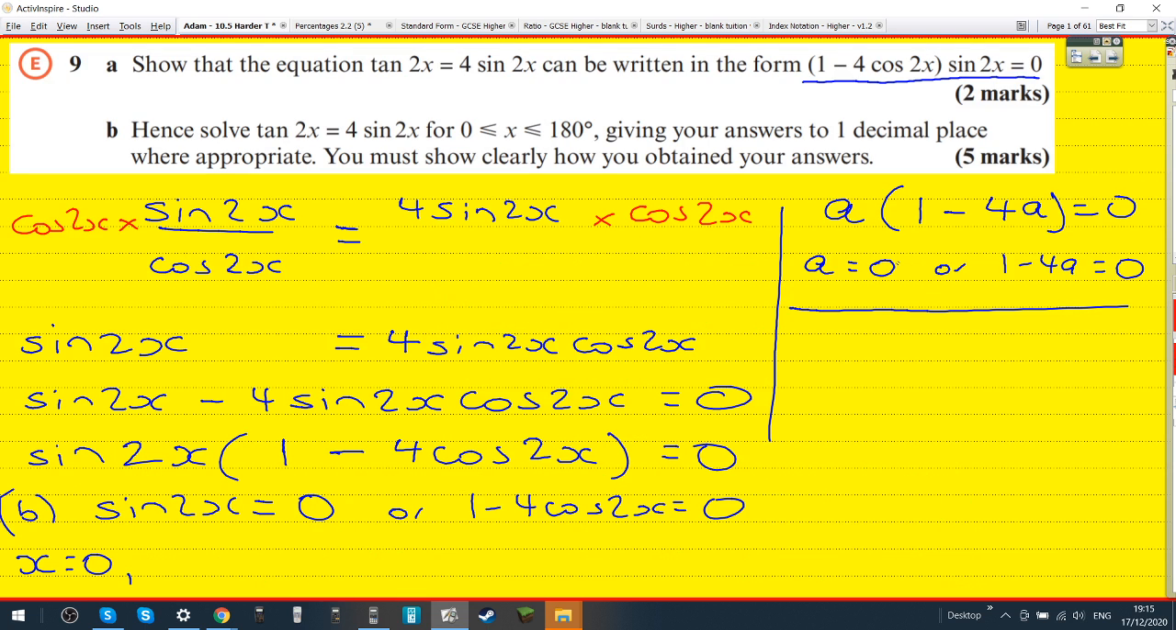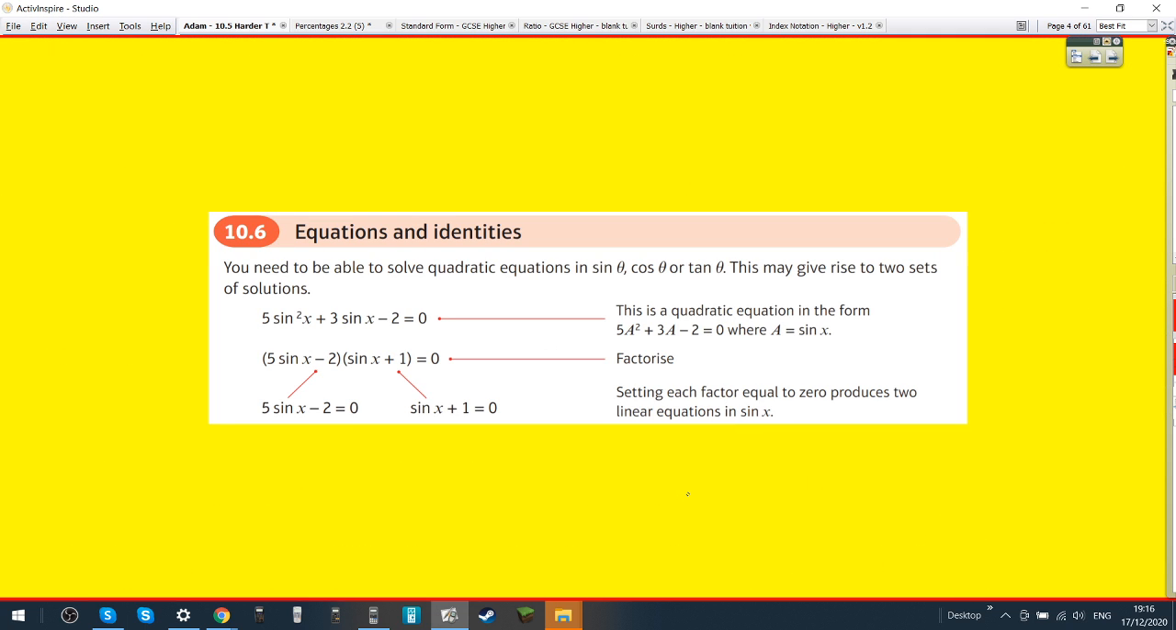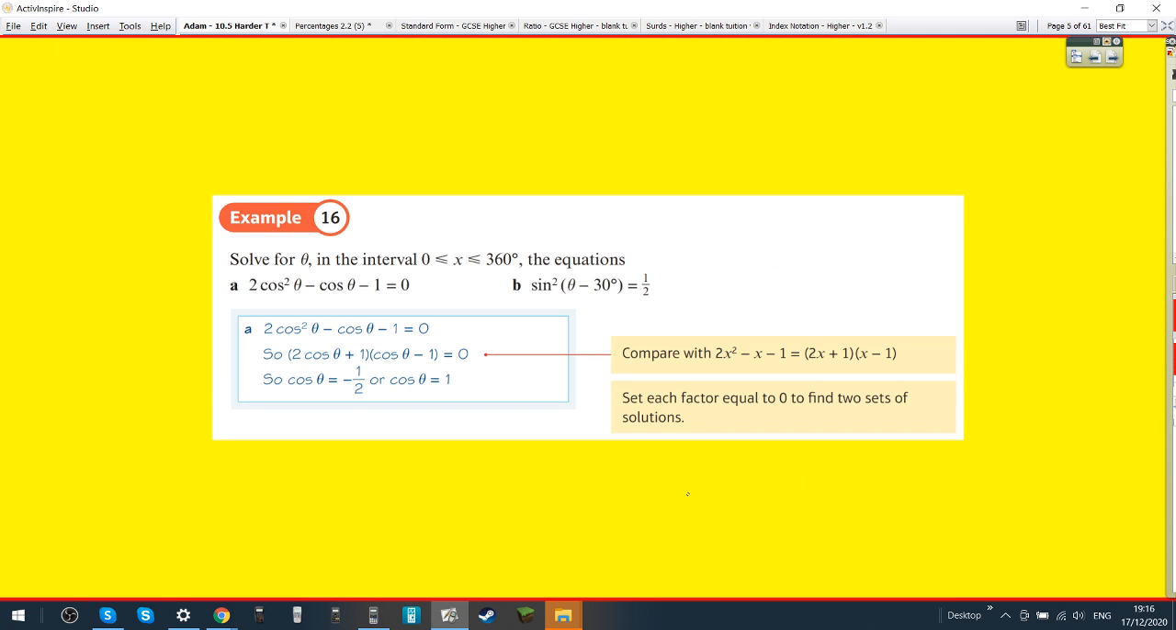Great. So the reason why I threw this in was because of this tan business: tan is sine over cos. You then multiply through by the denominator, and then you bring them together and factorize. Any questions there? Nope. Okay, let's see.